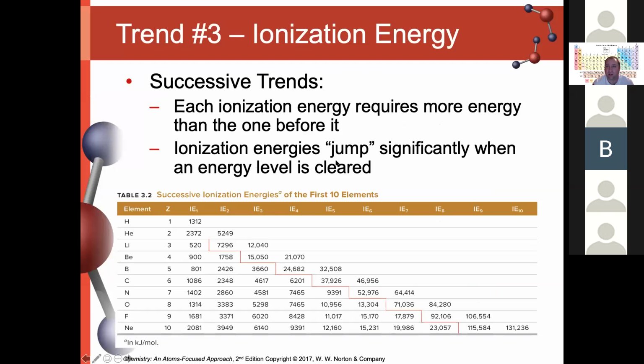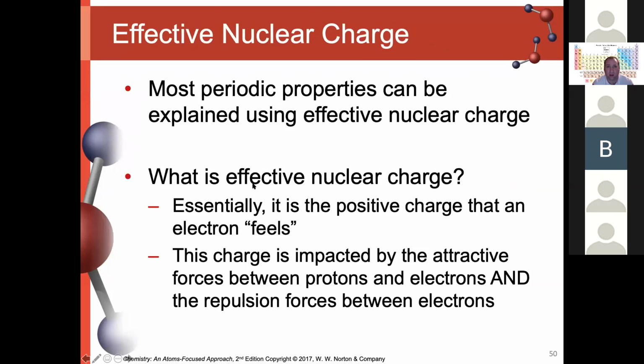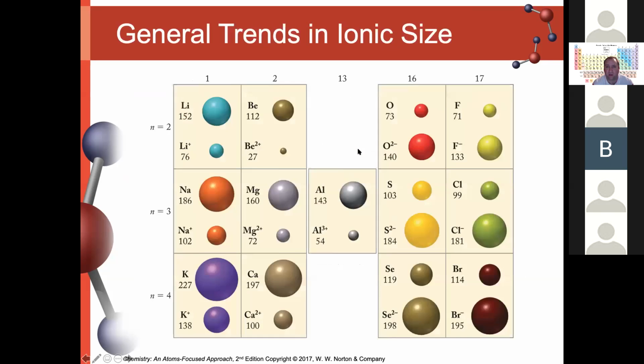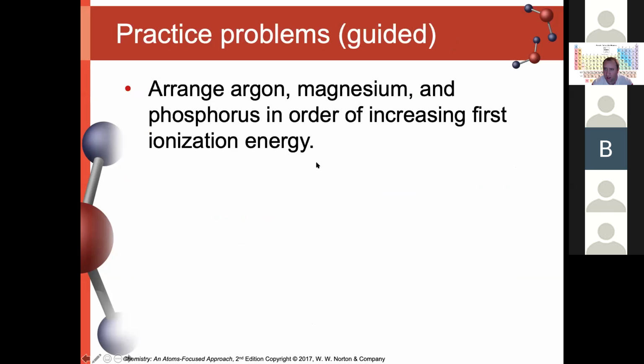So what I'd like you to do over the weekend is go through and read up on these periodic trends: effective nuclear charge, atomic size, ionic size, ionization energy. If you have questions, we'll do a little bit of an overview and review. We'll do some practice problems first thing Monday. But then I want to get straight into chapter 4, talking about bonding and molecular modeling and that kind of stuff afterward. Any questions?